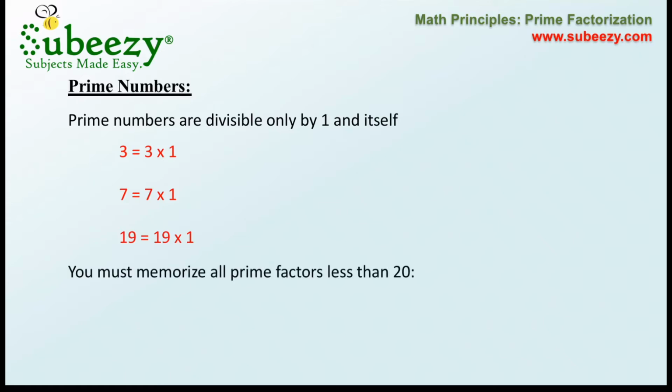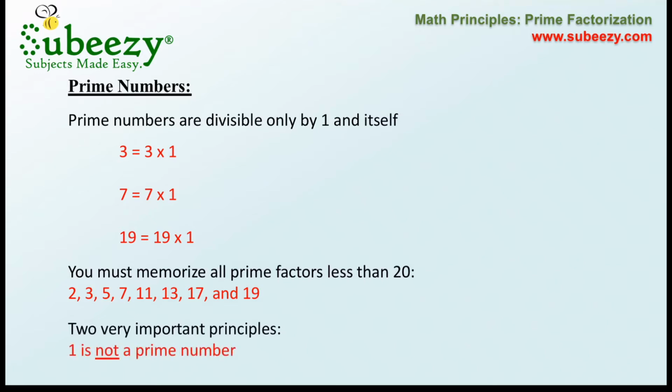Now you must memorize all of the prime numbers less than 20, which includes 2, 3, 5, 7, 11, 13, 17, and 19. Now there are two very important principles about prime numbers. First, 1 is not a prime number. And second, 2 is the only even prime number.